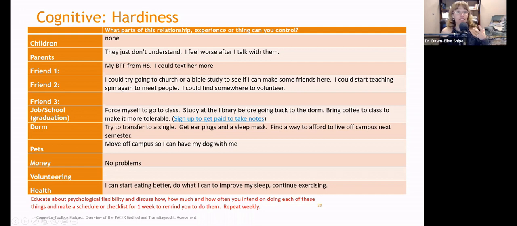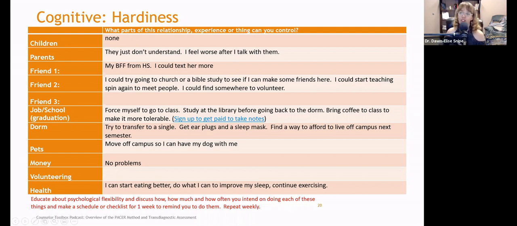For the living situation, since her roommates seem to be kind of inconsiderate and coming and going at all hours, she can try to transfer to a single, which is going to be a little more expensive, but if one's available, then at least she'll be able to get through the semester. She can consider getting earplugs and a sleep mask. She doesn't have to worry about waking up if a child starts to cry or something. So earplugs are definitely an option if she feels comfortable doing that.